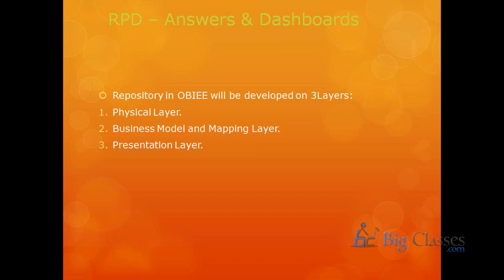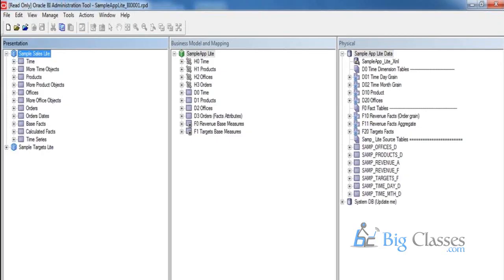Actually, in OBIEE, the repository will be developed in 3 layers. The first layer we call the physical layer, the second layer we call the business model and mapping layer, and the third layer we call the presentation layer. If you see here, can you view the 3 layers? Physical layer, BMM layer, and presentation layer. You can view it, right? First one is the physical layer, right?